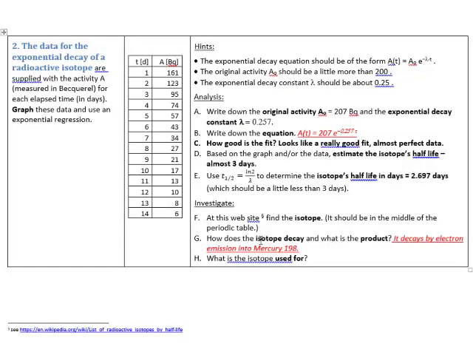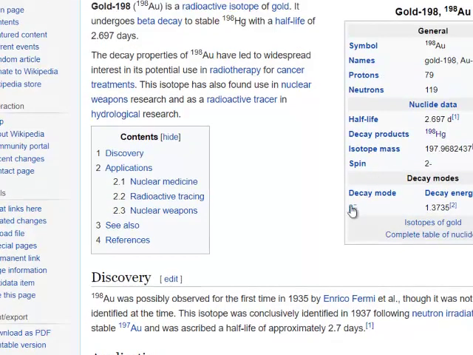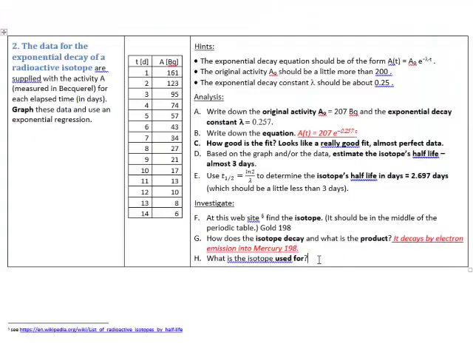So how does the isotope, oh, find the isotope, and that one here would be gold 198. How does the isotope decay? Decays by electron emission. I actually just looked it up. Let's see, it should have been here, right there. Beta minus means electron emission. If it says beta plus, it would be positron. What is the isotope used for? And what I said a moment ago, nuclear medicine, radioactive tracing.